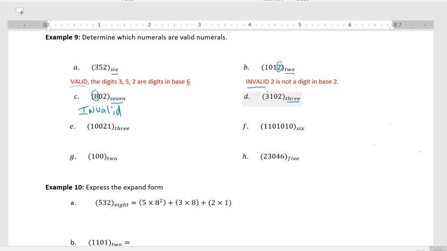My base is 3. I have a 3, which is equal to 3, so this makes it invalid. My base is 3. All my numerals are less than 3, so that's going to make it valid. Then my base is 6. Everything is below 6, so that makes it valid. My base is 2, so everything is below 2, so that makes it valid. And last we have base 5, and we have a 6 here, which is greater than 5, so that makes it invalid.